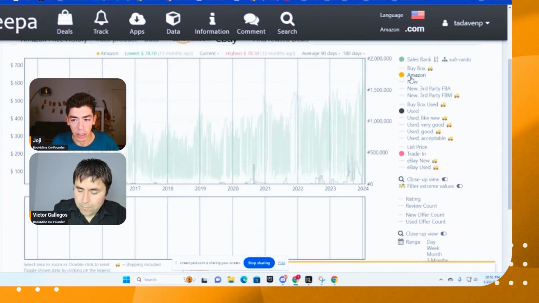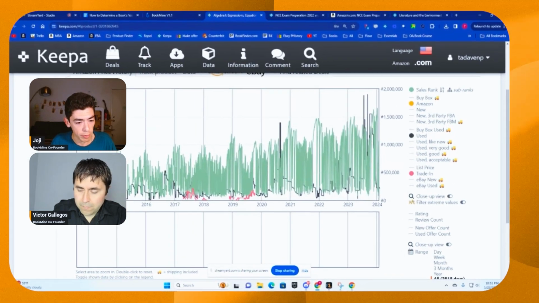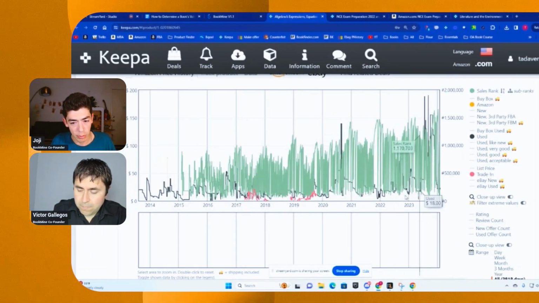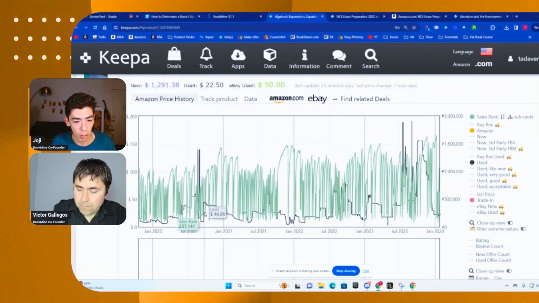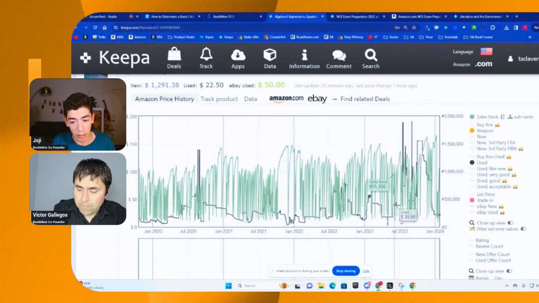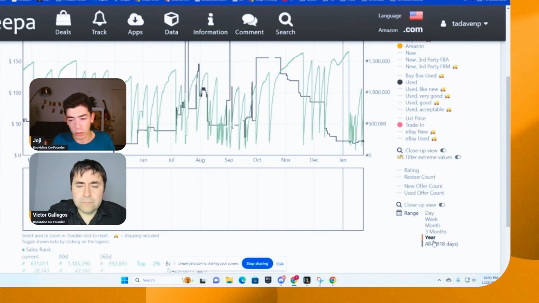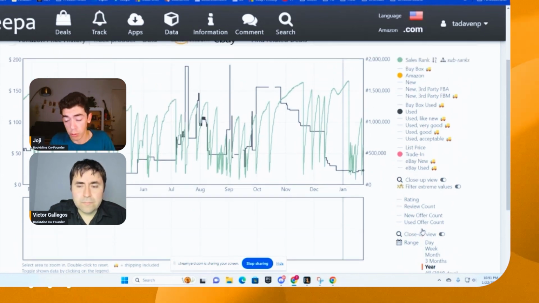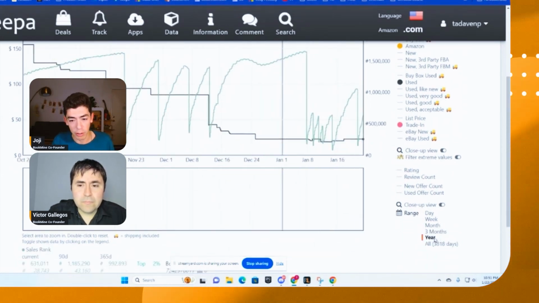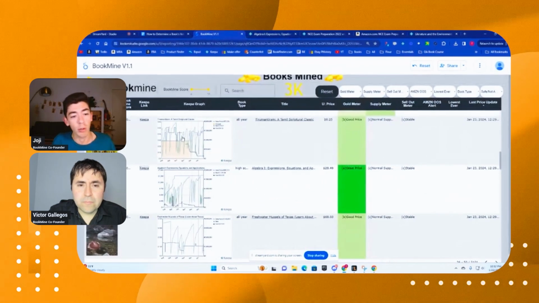So, here's a good example of a book where you can see it's definitely been selling since 2015 all the way up to 2024. And you can see tons and tons of price variation here. You can see it go up and down, and you can see sales rank drop. So again, on your own Keepa chart, you guys can actually change your default view to whatever you want through Keepa. So you can have it be 3 months or a month or a year. But on BookMine, it's only going to be 6 months.